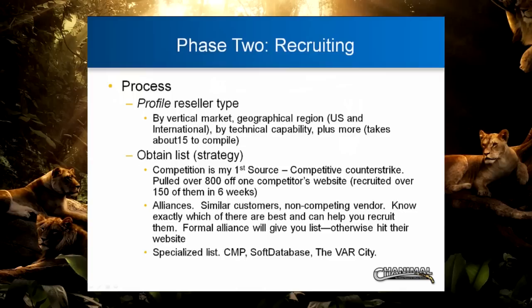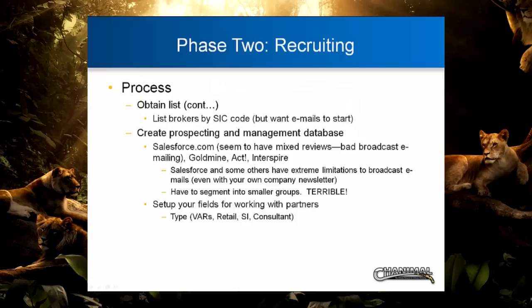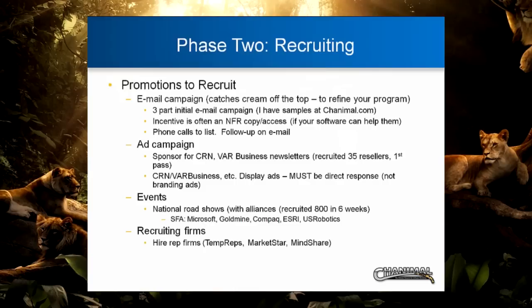Okay, so then you can also obtain it by SIC code. But a lot of those will not have emails, and you really want to try your email campaign first, because there's no cost. You want to build up your first batch of resellers at no cost and use the revenue from that. If you then have to spend some money, like a direct mail campaign that might cost you $3,000 or something, it'd be nice to first see if your sales force is going to take off. Create a prospecting management database so you can do it in Goldmine, ACT, Interspire, Salesforce. Set up your fields for working with your partners; the kit might even have samples of how the fields should look.